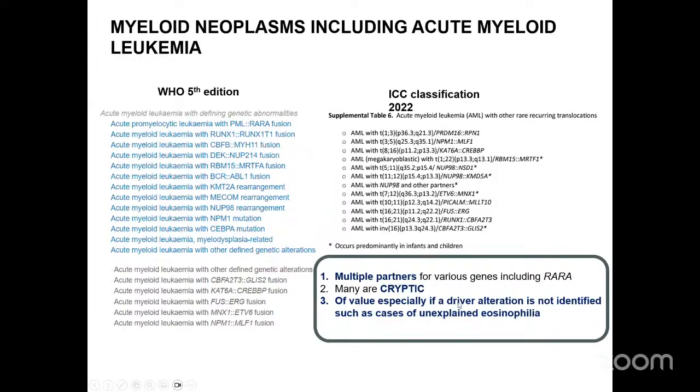However, some of these translocations can also be cryptic. And hence it becomes important to have another technique in which these translocations can be identified. And since this is a growing list of translocations and fusions that can be identified, other techniques such as whole transcriptome or some kind of RNA sequencing would be helpful. It is also helpful when the disease is definitely an acute myeloid leukemia, but you do not have a driver mutation.